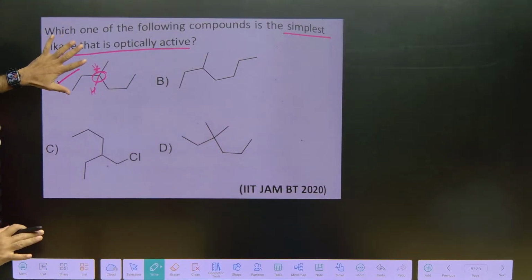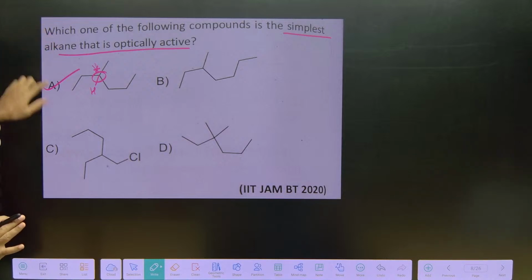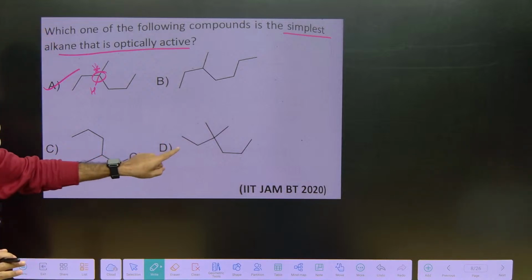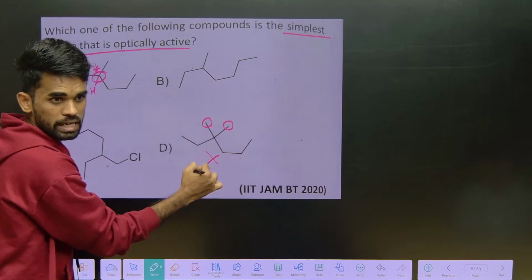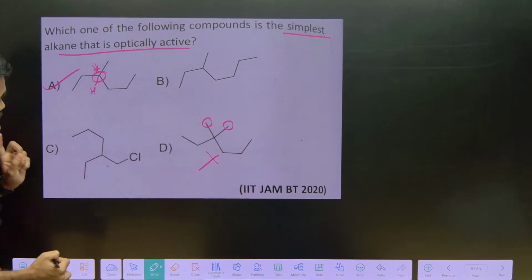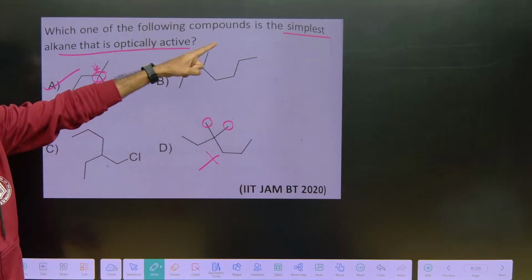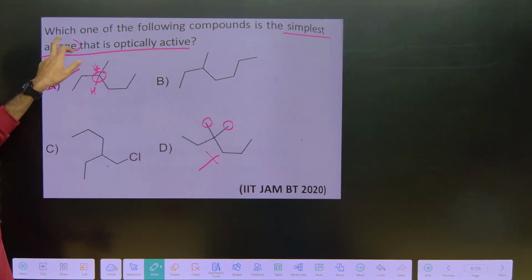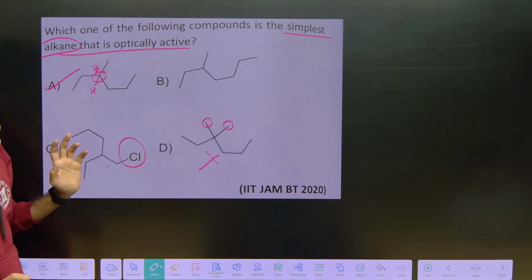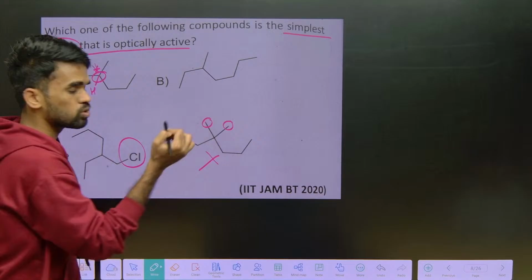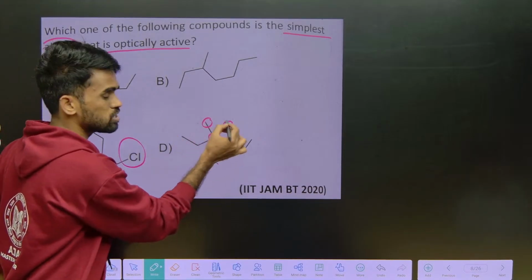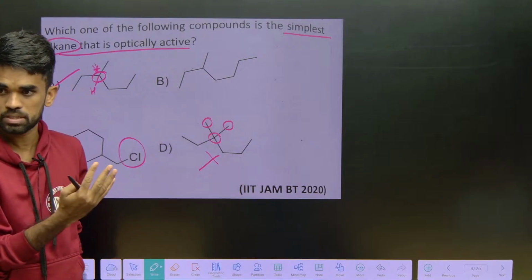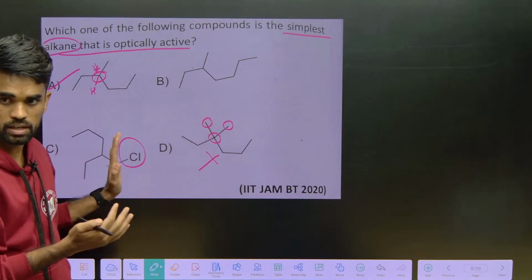Or smallest, the first one. And you can ignore these two options because this is not optically active, it is a methyl group, so optically inactive. This is also optically active, but they are asking for a hydrocarbon, the simplest alkene only. It is a haloalkane. See, these two are methyls only. The same carbon must have 4 different groups, but both of them are the same, so inactive.